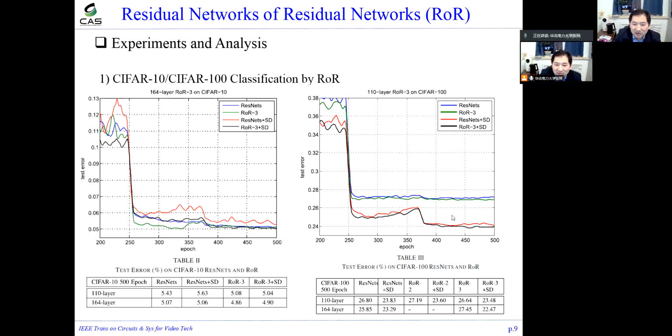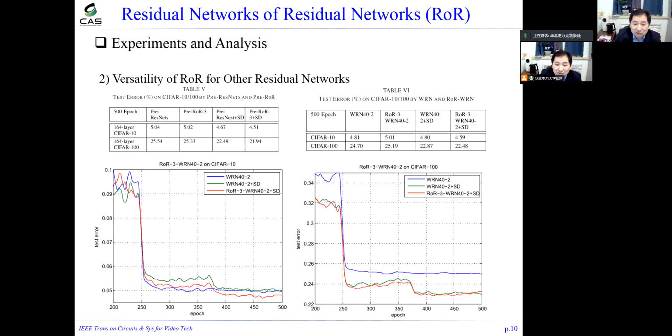Fifth, experiments and analysis. One, CIFAR-10, CIFAR-100 and SVHN classification by RoR. We can see from tables and figures RoR can get better performance, especially RoR with stochastic depth. Two, in order to prove the versatility of RoR for other types of residual networks, we built RoR-based WRN and Pre-ResNets. The experimental results show that RoR architecture can also promote the optimization abilities of other residual networks.